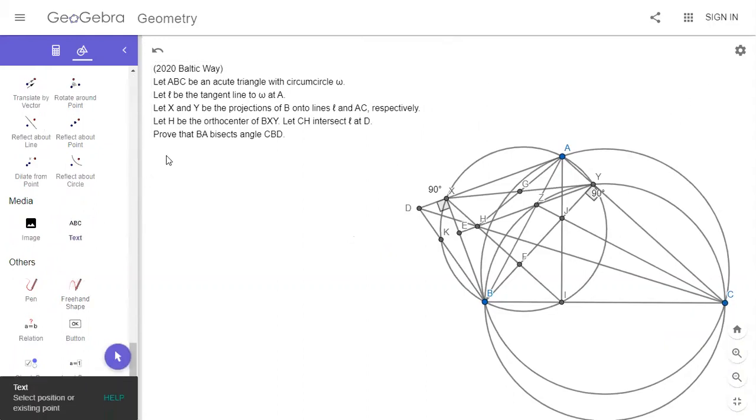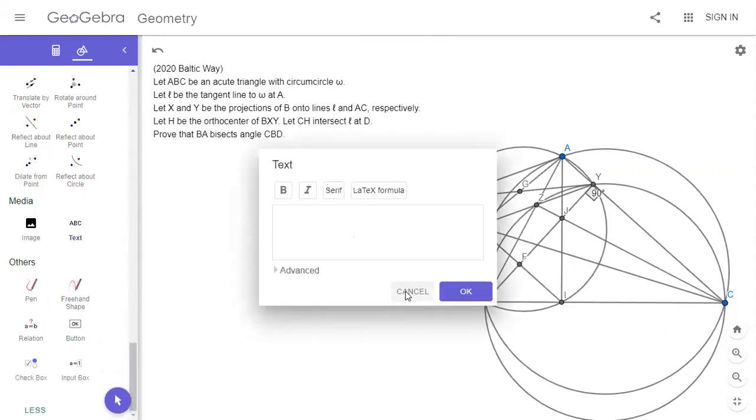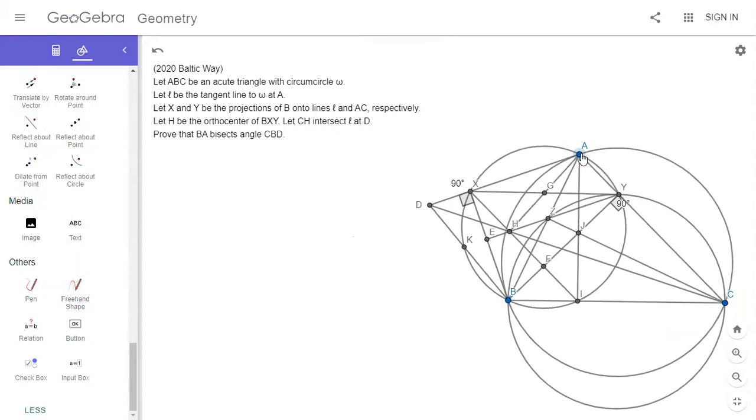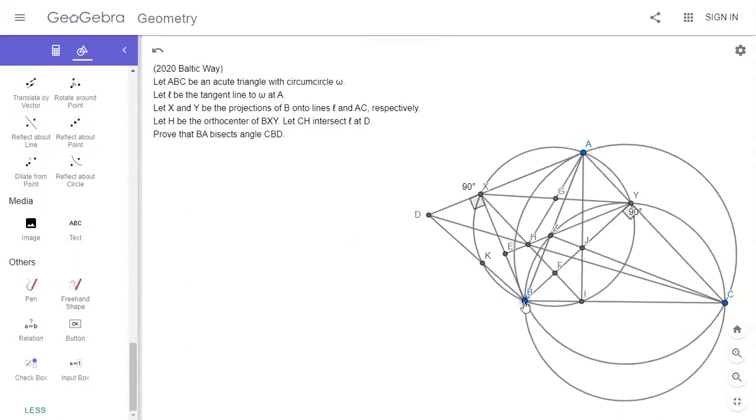So yeah, maybe post it on the Discord channel, because I always like to see cool solutions like that. Let's see, just making room.